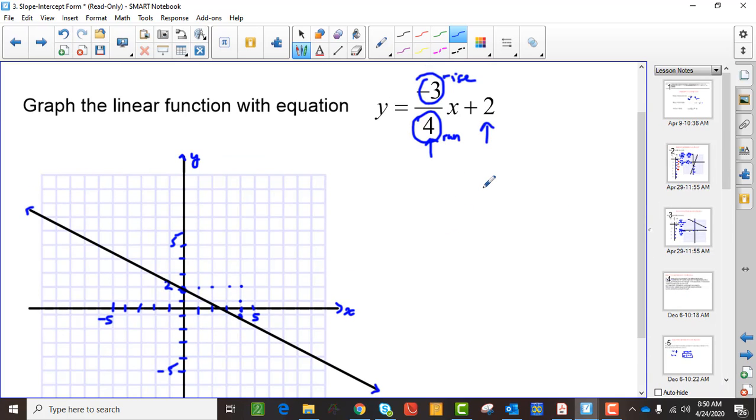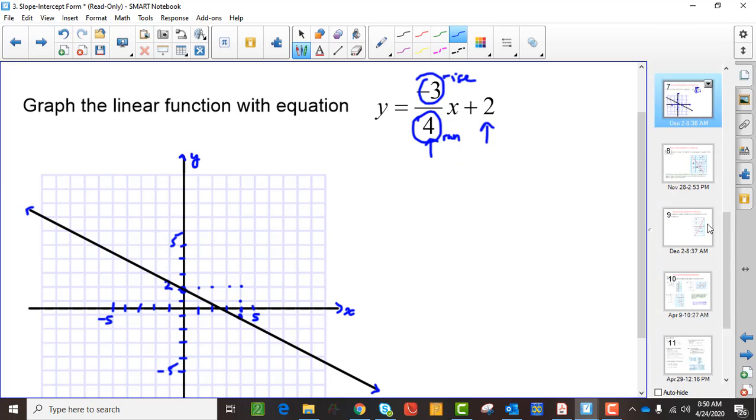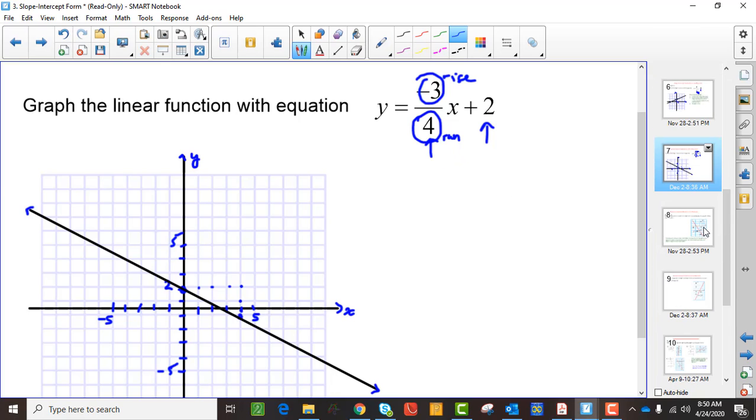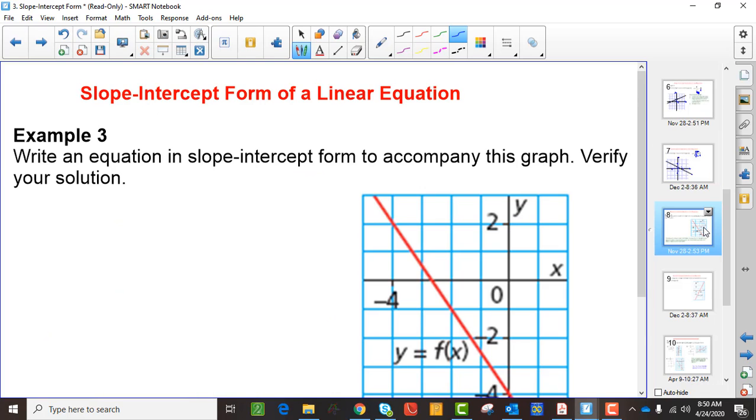When you have the slope and the y-intercept, it's much quicker than using a table of values. Can you use a table of values? Absolutely. Can you always use a table of values for any graph that you want to draw? Yes. But it's just not efficient. It's not quick. This is much quicker.